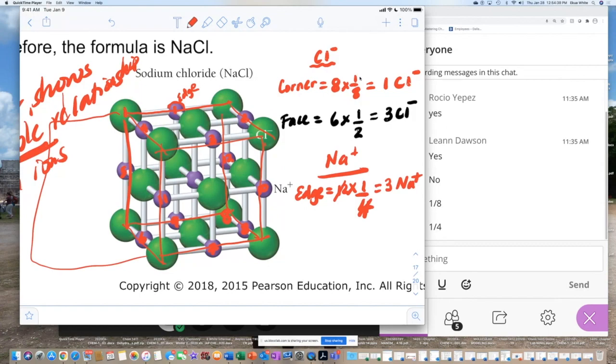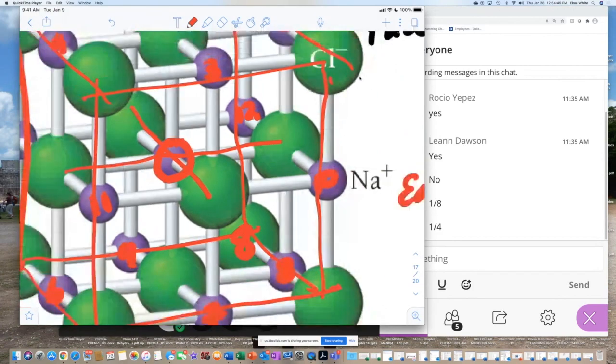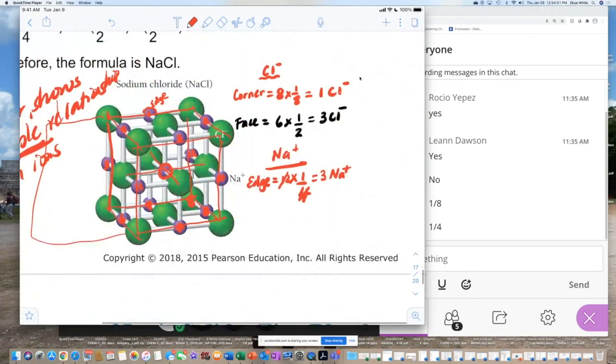Okay, I have one left. Oh, this is the middle piece. Can y'all see that? It's in the middle because it's between these two and those two. This is the middle piece, and that's the sodium by itself. So I'll call that the middle piece. And this middle piece is 1 times 1, so we end up with 1 sodium. So in the end, I have 4 total sodiums and 4 total chlorides, okay?